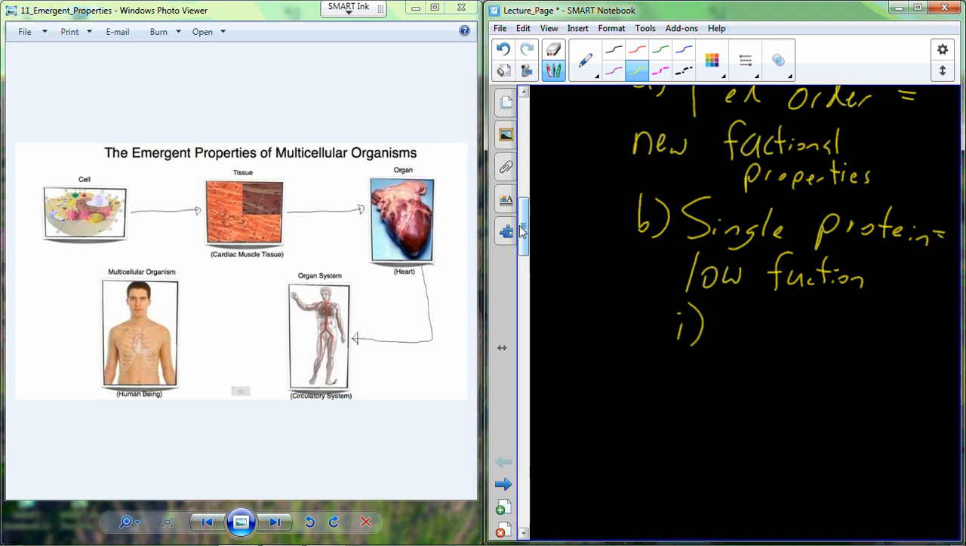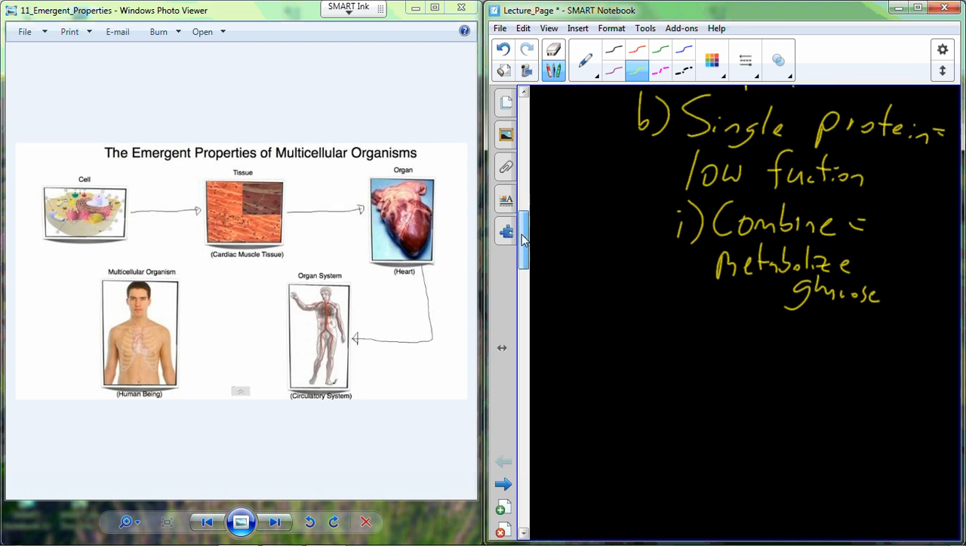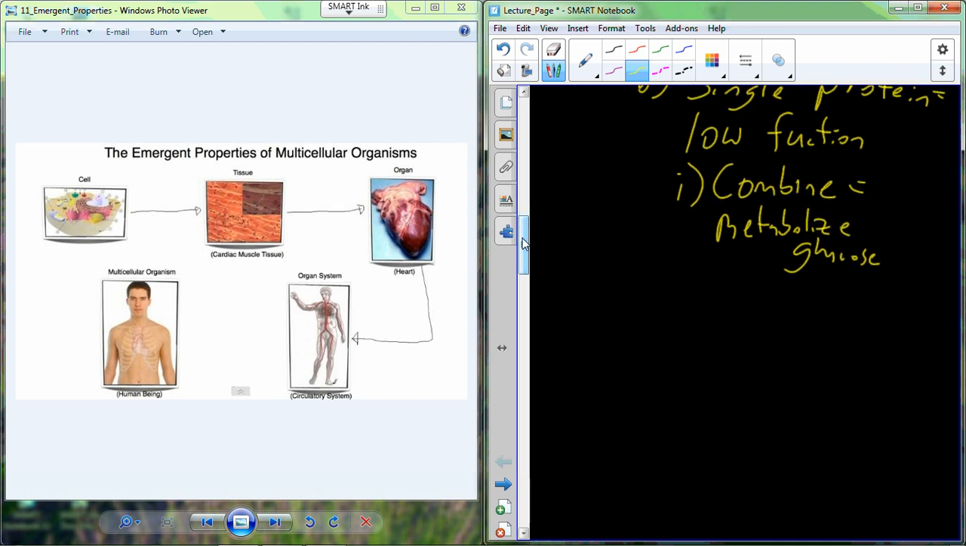But then we take and we combine several different proteins into a system. And those proteins now are working on their own individual function, but collectively that function emerges this idea or this ability to catalyze glucose and provide energy for work. So this may be one chemical reaction. This is a series of chemical reactions leading to the production of ATP, which is our energy currency in the cell.